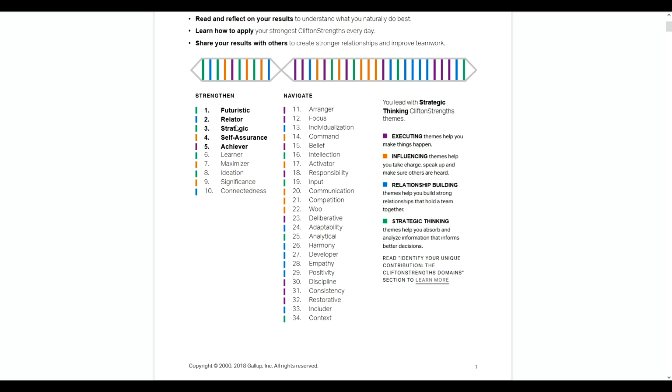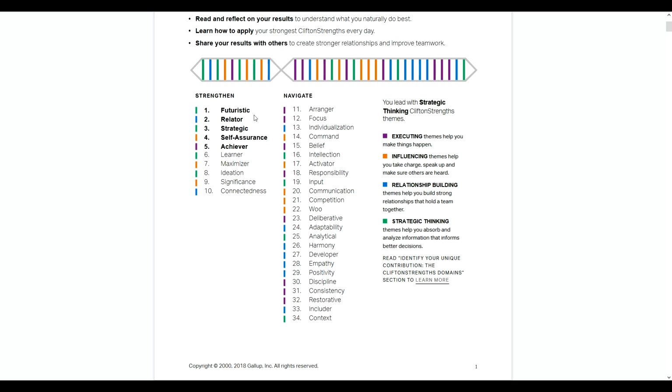Mine are futuristic, relator, strategic, self-assurance, and achiever. So in a nutshell, what this says is that I am somebody that likes to be at the forefront. Futuristic means I'm always ahead. Strategic is 2 steps ahead. Self-assurance means that I will put myself in situations that I think I can do, even if I don't have the skill to back it up. Relator is about relationships, and achiever is about setting goals and making them happen.